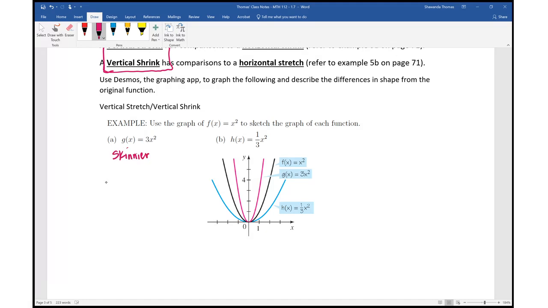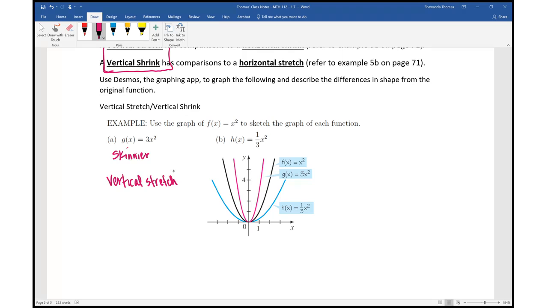So it is a vertical stretch, actually. So think about stretching Play-Doh vertically. If you stretch Play-Doh vertically, it gets skinnier, right? Or let's say that you became taller, but you stayed the same weight. You would appear skinnier.